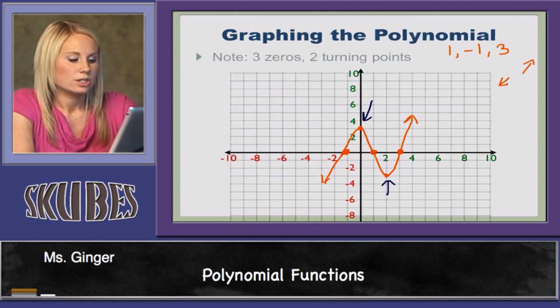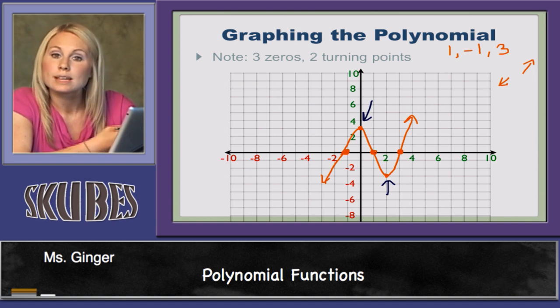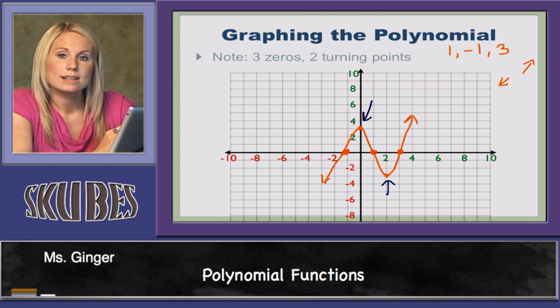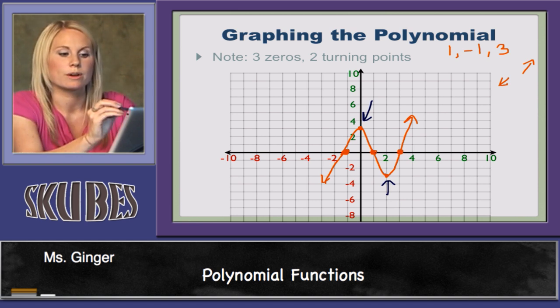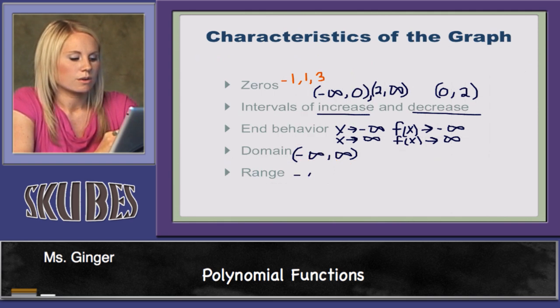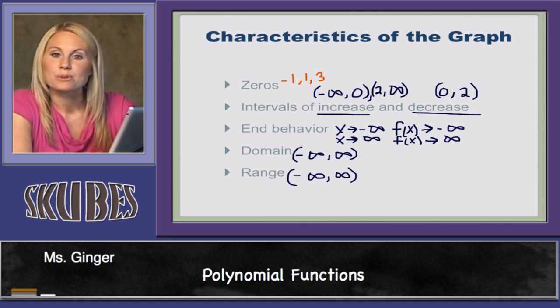And the range, the y direction, the y numbers that we're covering is actually going to be the same thing here. Because we have one end down and one end up, that means we're going to eventually cover all y numbers as well. So, all real numbers, also known as -infinity to +infinity. And this concludes our lesson on polynomial functions.